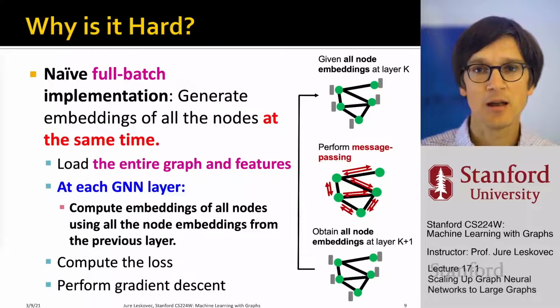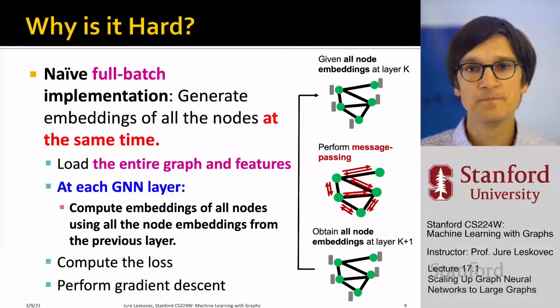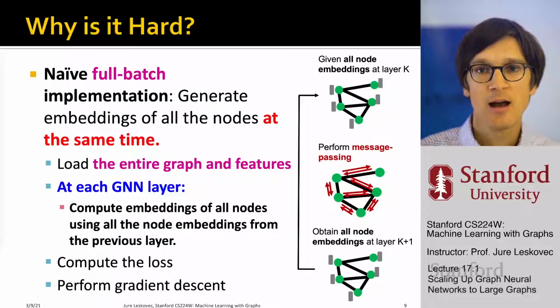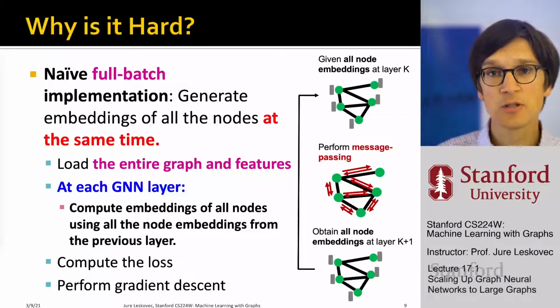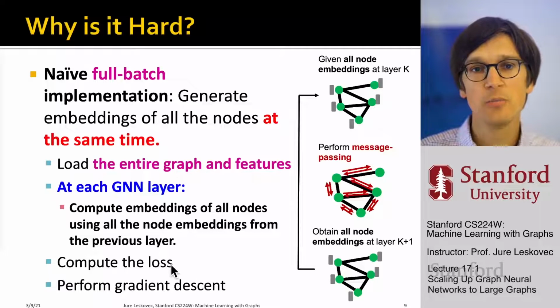next layer embedding. And because of this recursive structure, I need to be able to keep in memory the entire graph, plus the embeddings of all the nodes from the previous layer, as well as enough memory to create the embeddings of all the nodes for the next layer. And then once I have that, I can then compute the loss and I can perform the gradient descent.